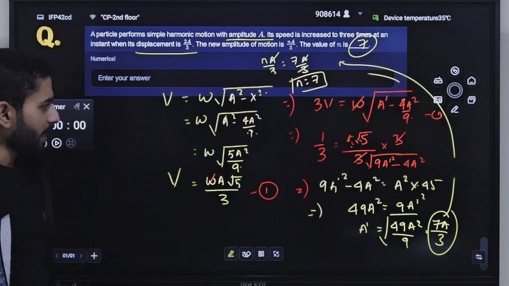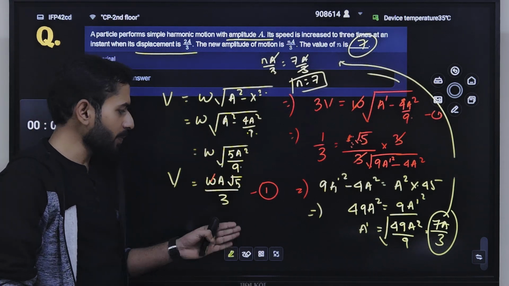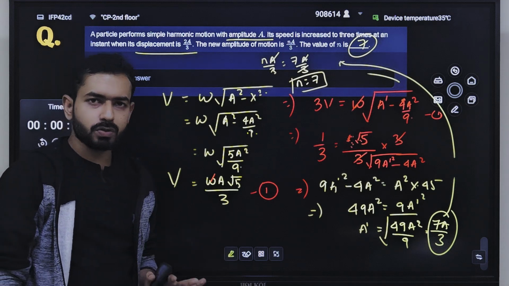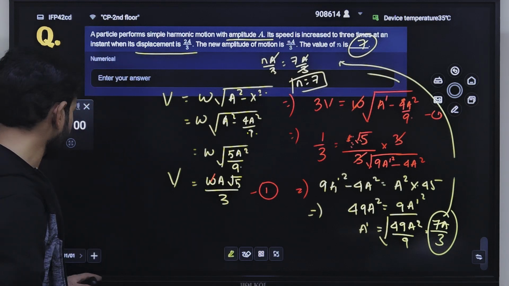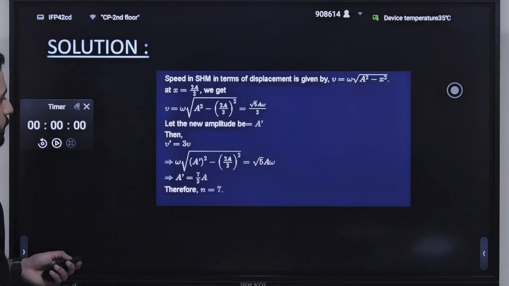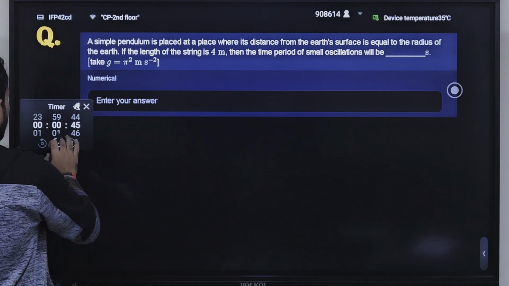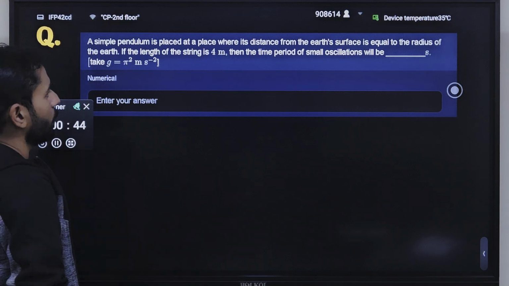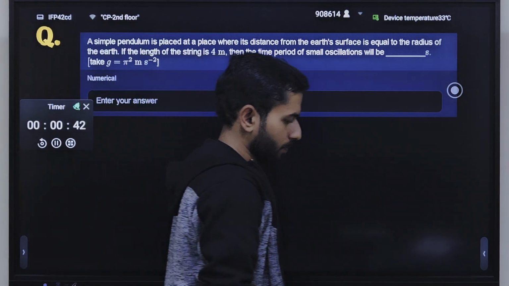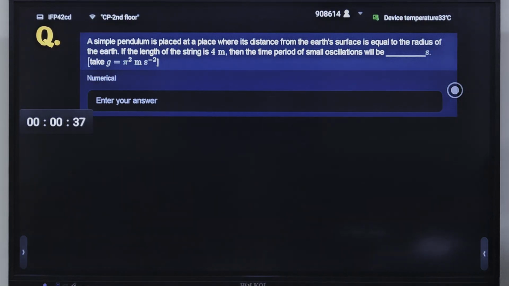Is it clear? A little bit of calculation was there, but formulas again, I will say the same thing. If you remember the formula, you will be easily able to solve the question. It is confirmed. Maybe it will take a little bit of time, but you will be able to solve this question. Now solve this question based on pendulum. Again, an integer question.